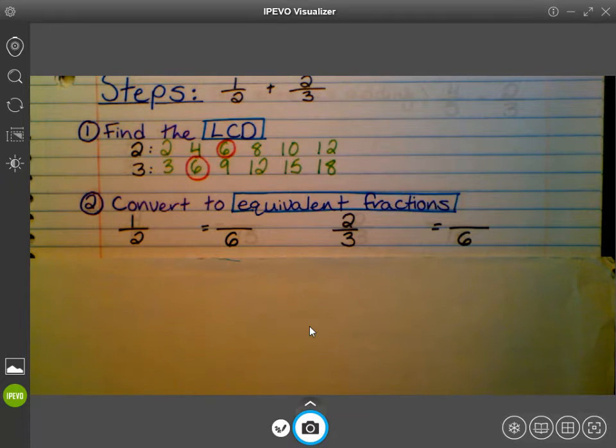So just like what we were doing yesterday, these first 2 steps we've already done. We did them yesterday and on our homework.